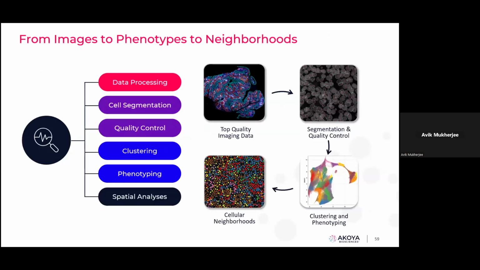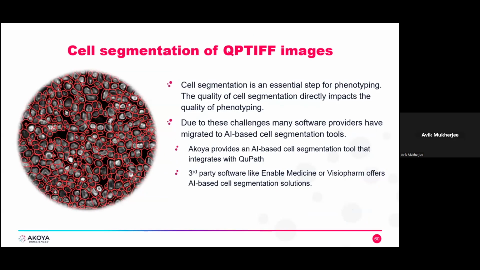This is basically an image analysis pipeline where you do data processing, cell segmentation, quality control, clustering, phenotyping, and spatial analysis. The first step is you take your multiplex image and divide it into single cells. That's the cell segmentation step. You can use an algorithm like StarDist or a DeepCell algorithm to do that.